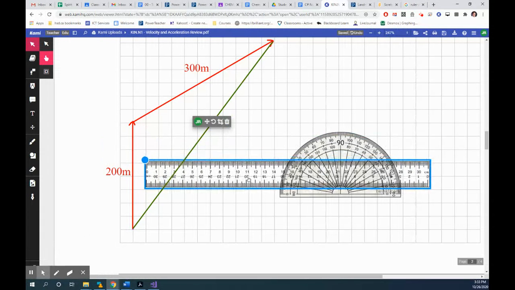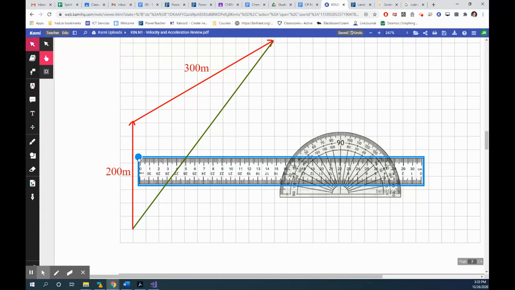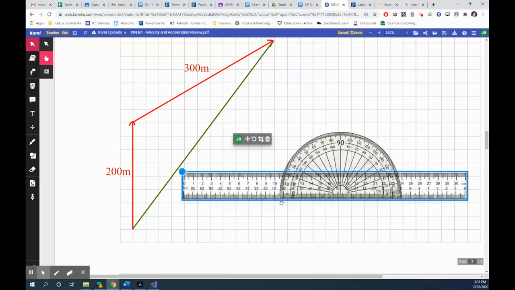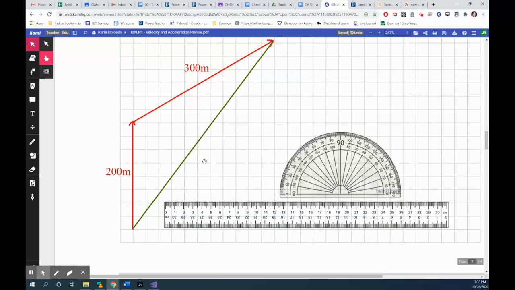I'll pause this. Okay, I have got a ruler and I can't do it. I can't rotate the ruler. It's way better doing this by hand. So you'd want to rotate the ruler and measure exactly how long this line is and just write down that length, but convert it.